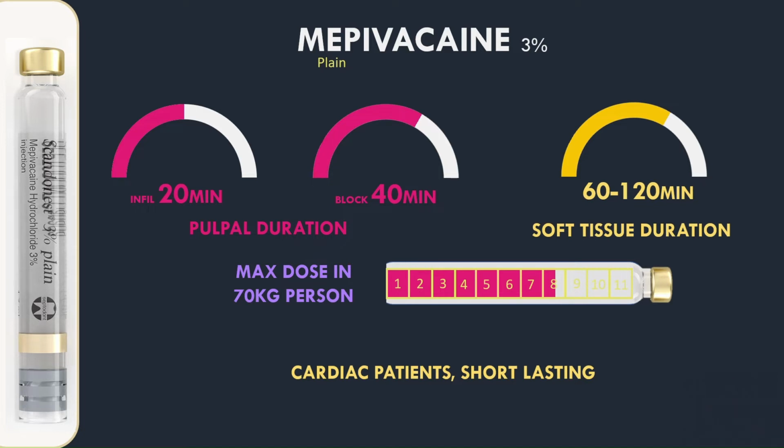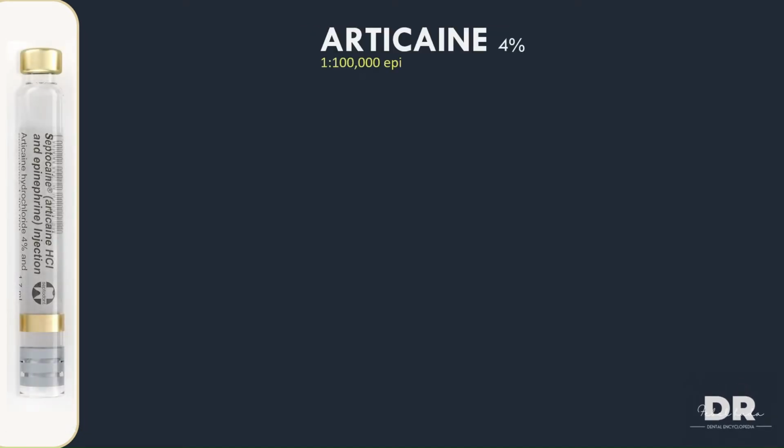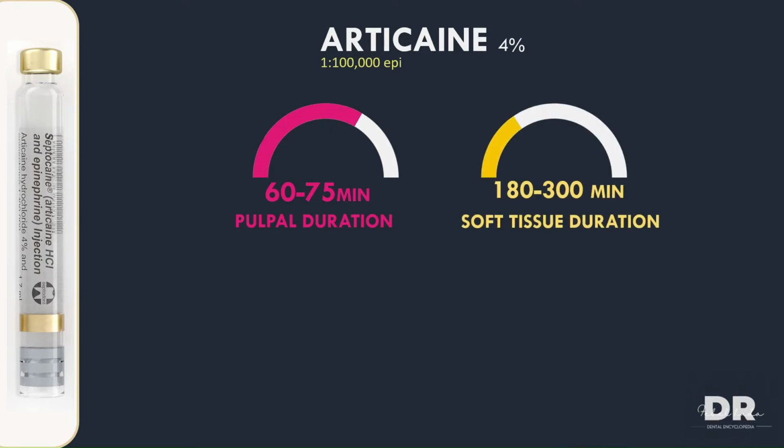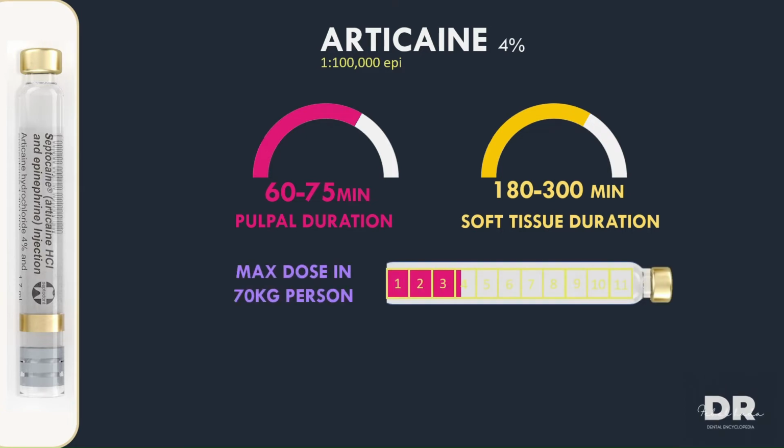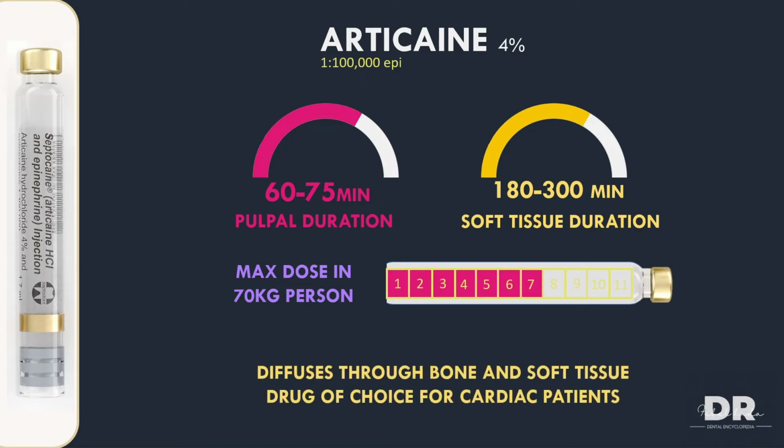local anesthetic agent. The third drug which we are going to see here is Articaine. Articaine has a pulpal duration of 60 to 75 minutes and a soft tissue duration of 180 to 300 minutes. The maximum cartridges which we can consume on a 70 kg person is about 7 cartridges. The advantage of Articaine is it has very good diffusion in bone as well as soft tissue. This is also a drug of choice when it comes to a cardiac patient.